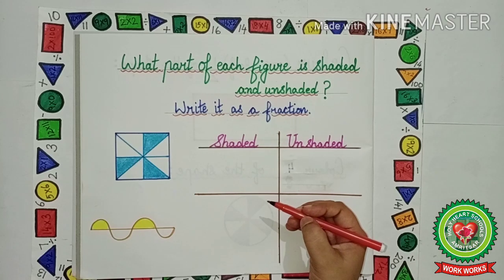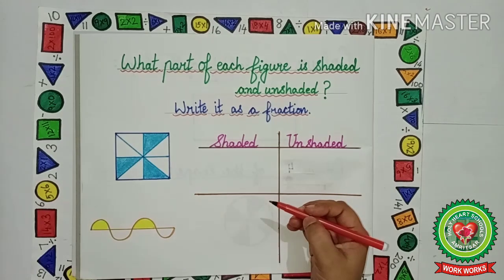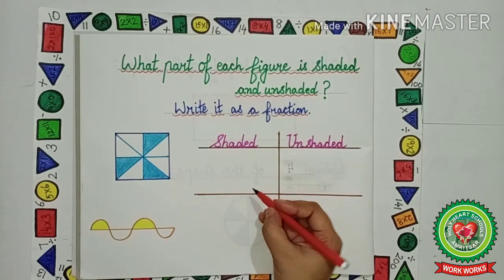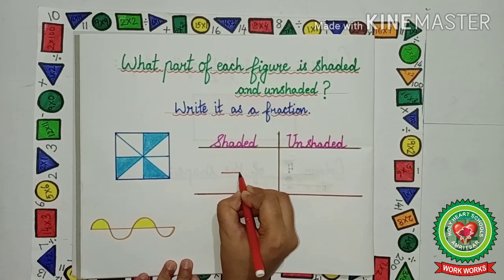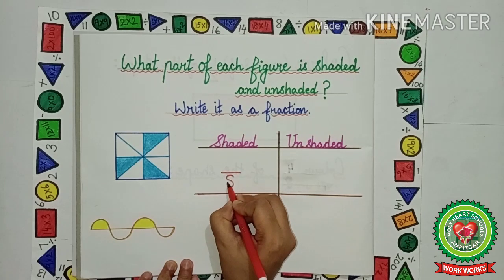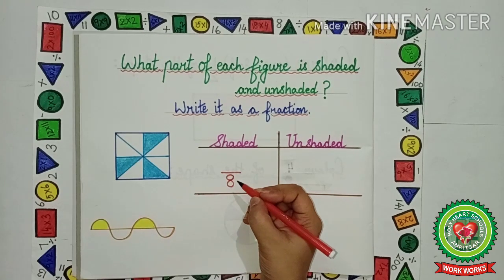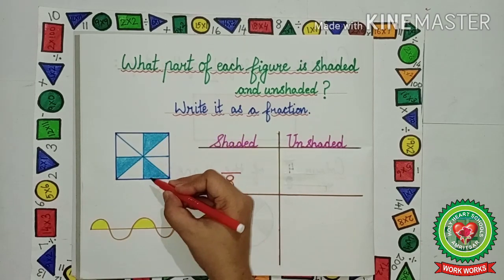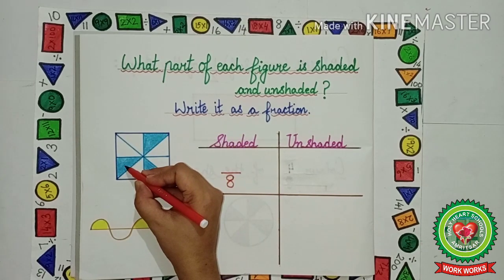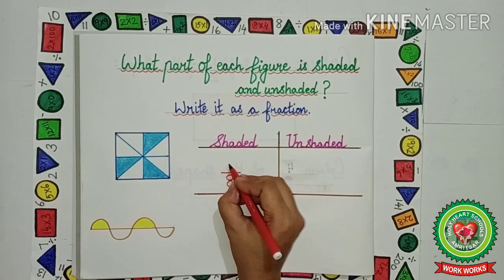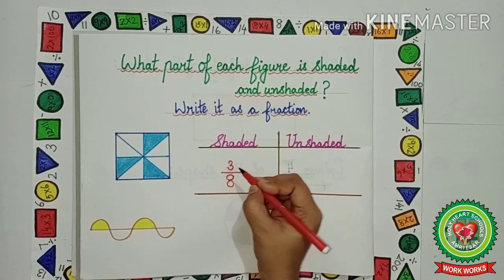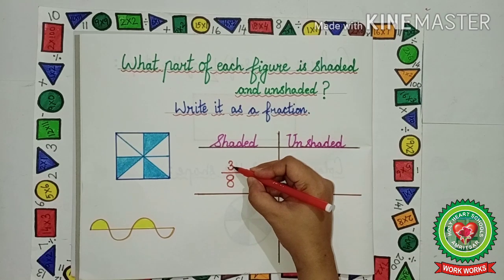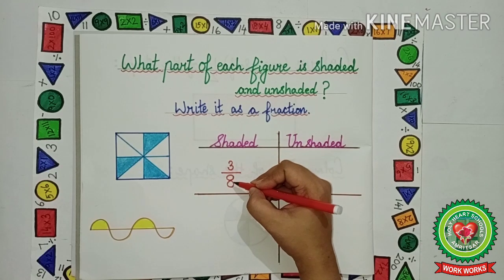And as we know that we write total parts of the figure as denominator. So let us write 8. Now let us count how many parts are shaded. 1, 2, 3. 3 parts are shaded. So we will write over here 3 as the numerator. So the fraction is 3 upon 8.